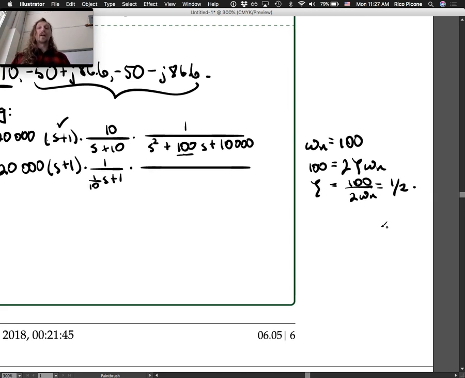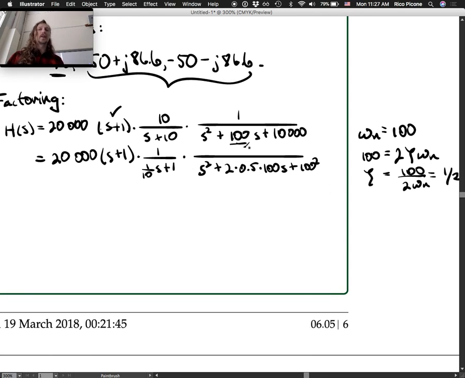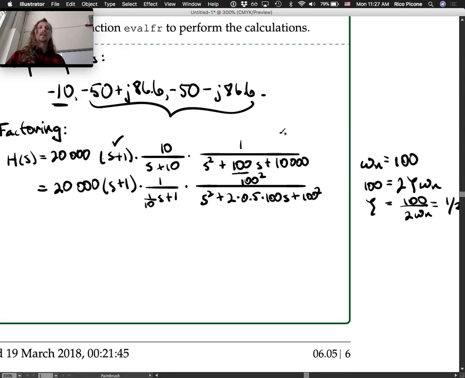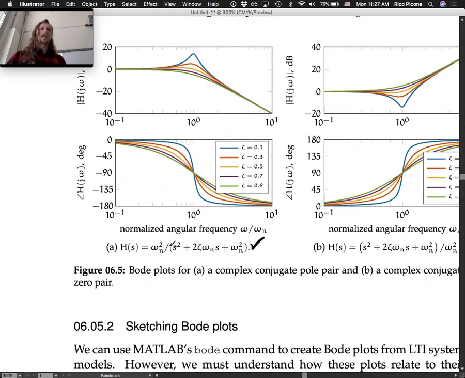So zeta is 1/2. Okay, so we're rewriting this in terms of that form, right? The standard form from the graph above. So s squared plus 2 times zeta, which is 0.5, times omega n, which is 100, s plus 100 squared, omega n squared. We need to write 100 squared in the numerator too, right? Because this is our omega n. According to that standard form, omega n squared needs to show up in the numerator.